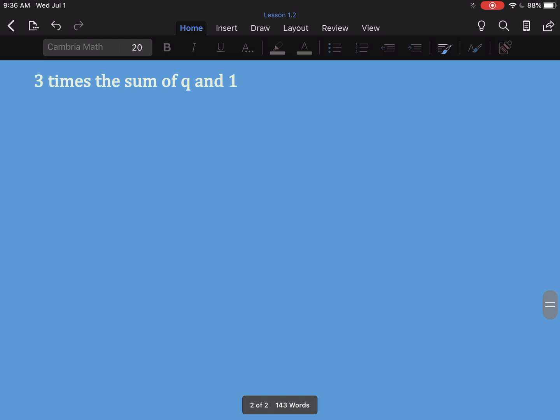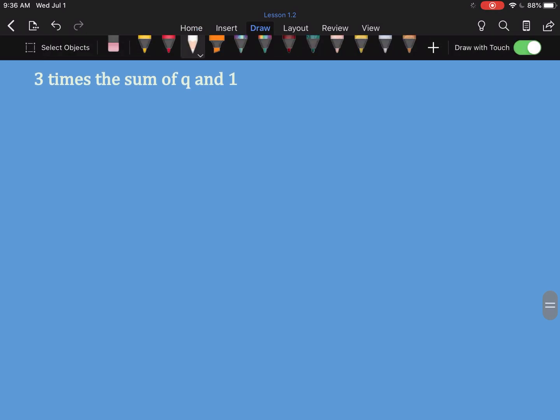3 times the sum of q and 1. Okay, so 3 times the sum of q and 1. So it's supposed to be 3 times whatever I get when I add q and 1. Otherwise, it would say 3 times q plus 1. This says 3 times the sum of q and 1.